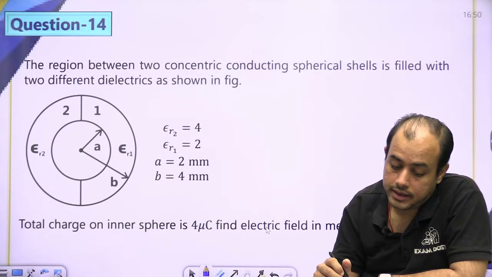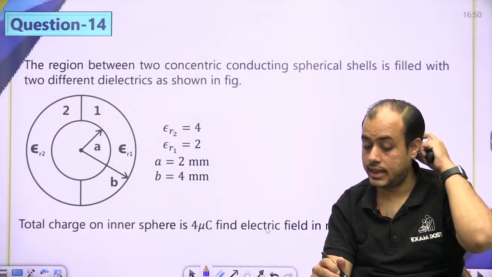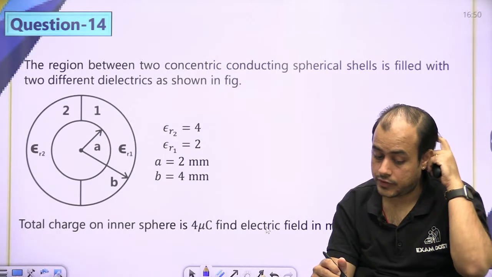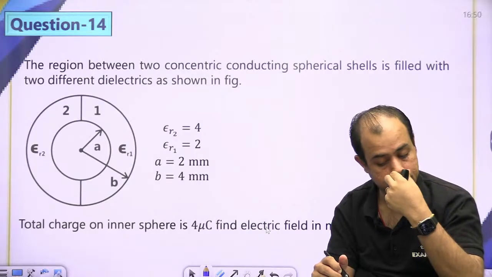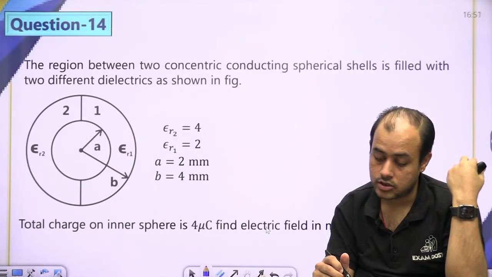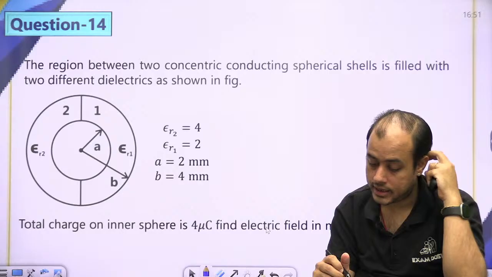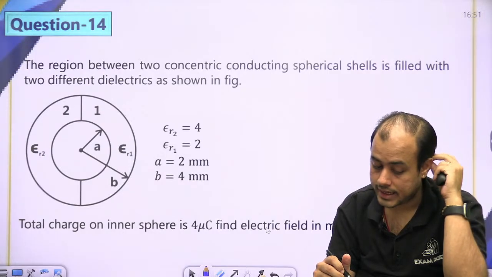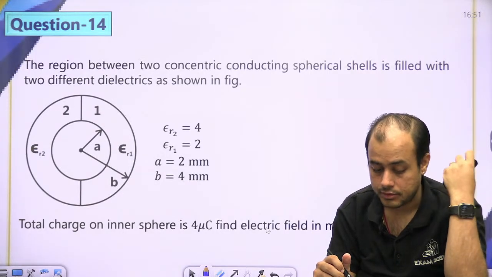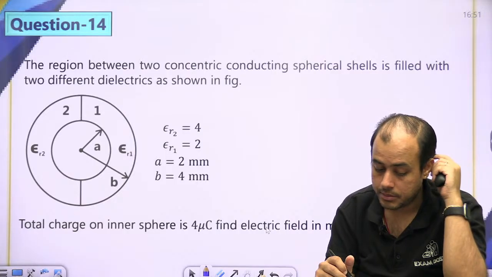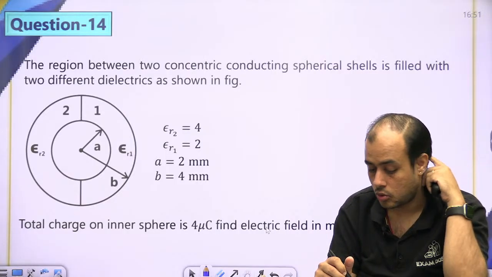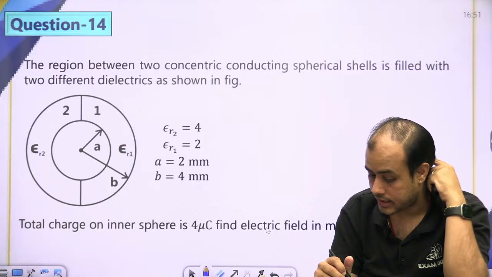Next. The region between two concentric conducting spherical shell is filled with two different dielectrics. Okay. Total charge on the inner sphere is 4 microcoulomb. Find the electric field in the medium 1. So in medium 1 we have to find the electric field. We have filled it with two different dielectrics.